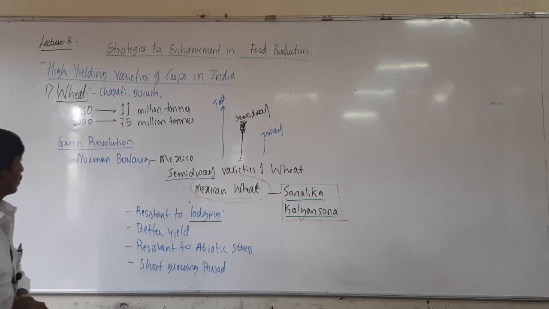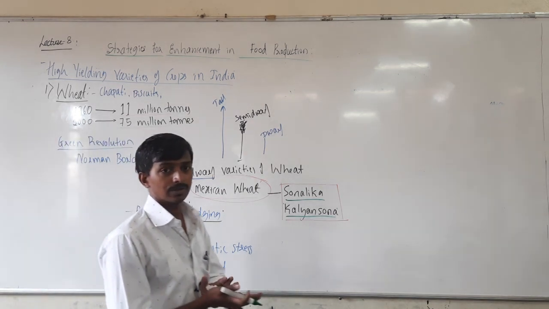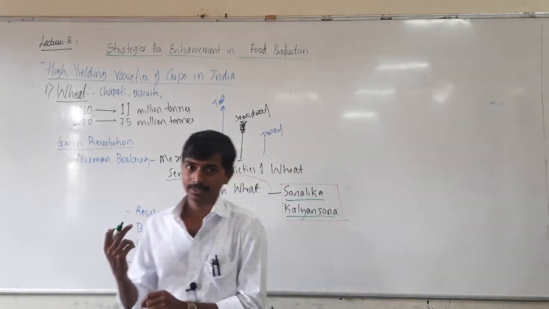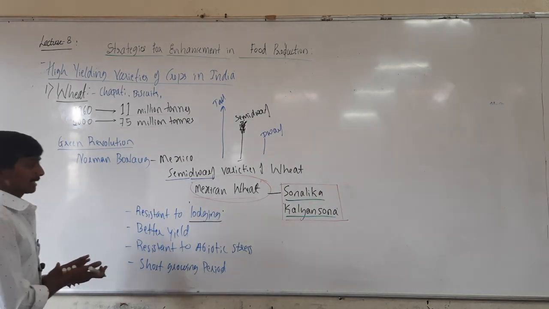So these are some of the details about wheat as one of the high yielding varieties of crops in India. We shall see about rice, sugarcane, and some of the millets in the next class.